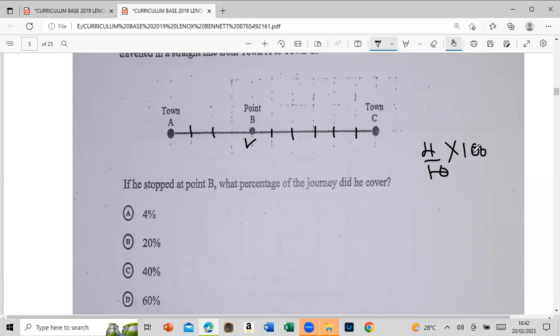And that gives us 40%. So that would be C. As you can see, it's very close to 50%, which is a half, but it's not quite there.